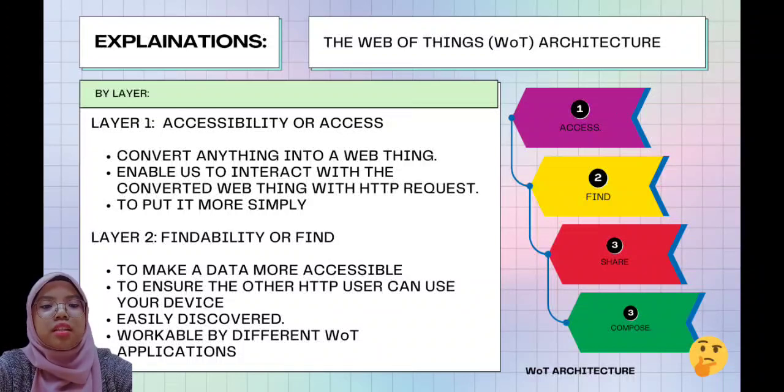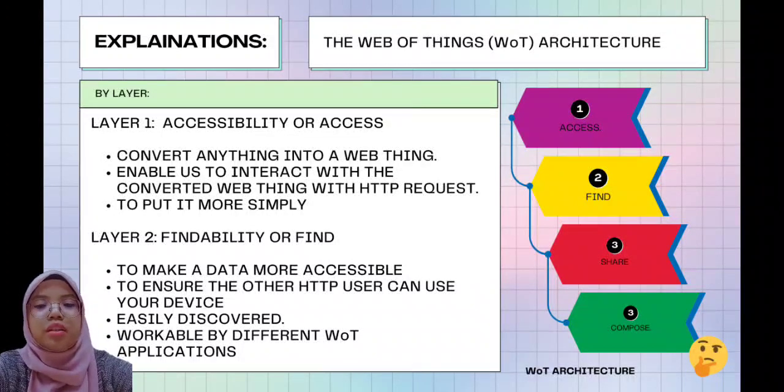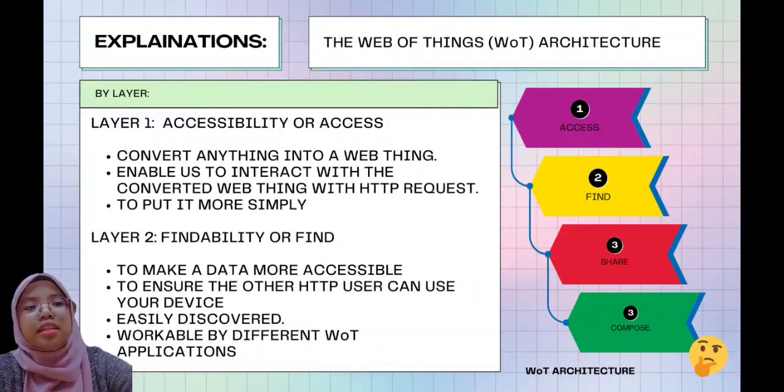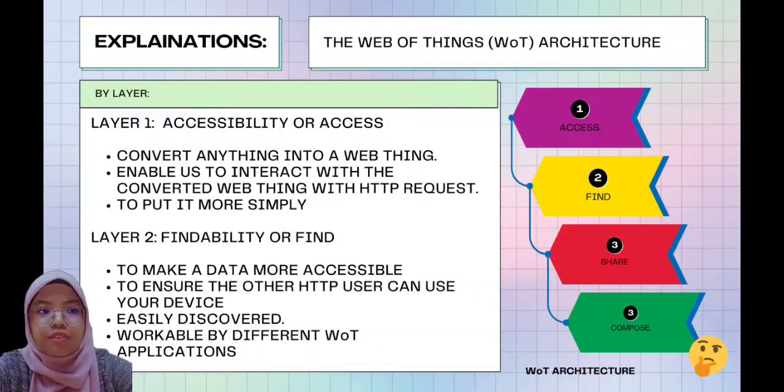So the next slide is the explanation of the Web of Things. We have the Web of Things architecture. As you can see there, it has 4 layers: layer 1 is access, layer 2 is find, layer 3 is share, and layer 4 is compose.